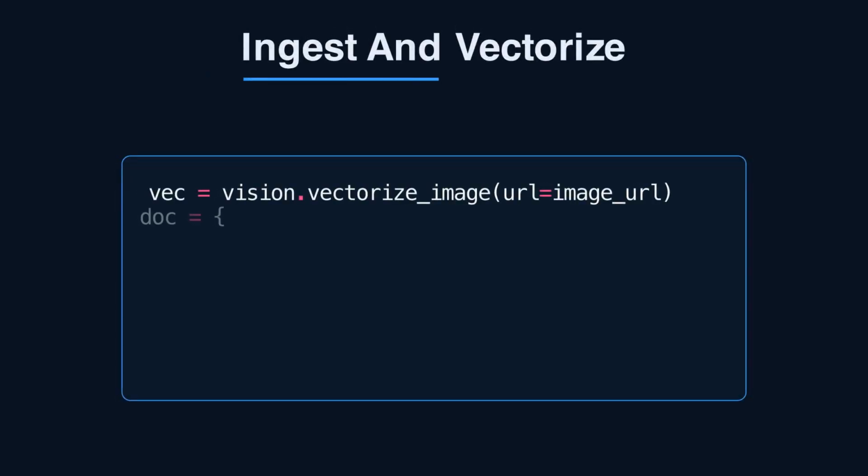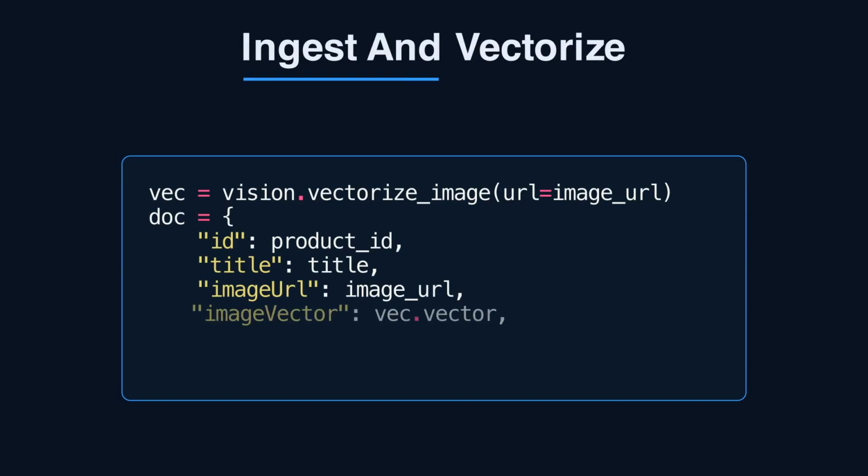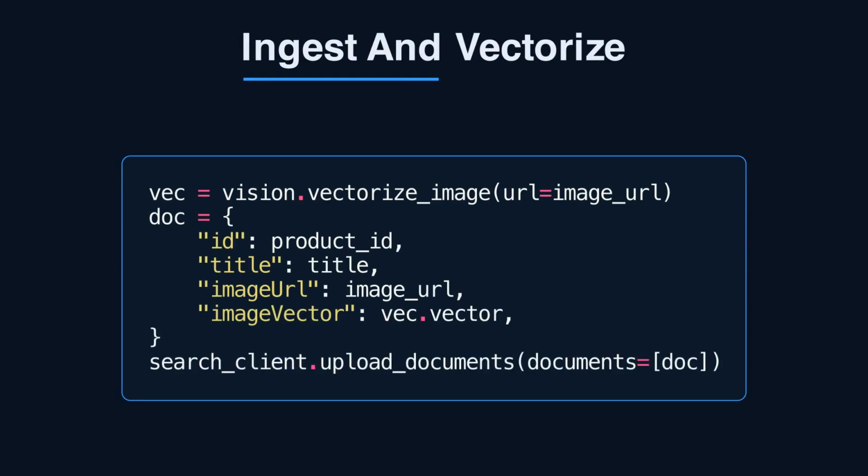Ingestion is a loop over your catalog. For each product, call Vectorize image on its blob URL. Push the returned vector plus metadata into the index. Batch uploads in groups of up to 1,000 documents. Add retry with backoff for throttling on large runs. Here is the core call in Python.